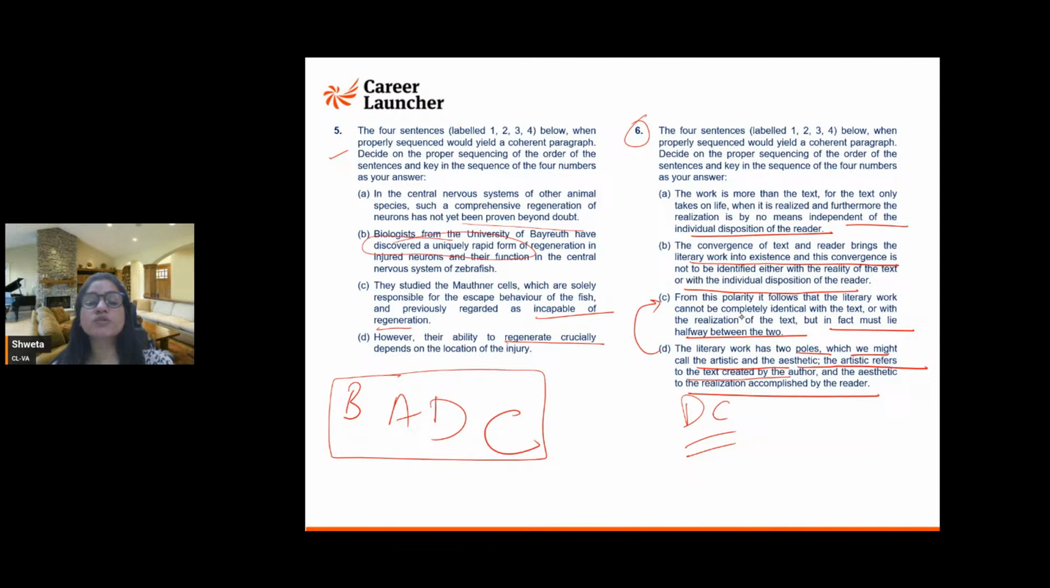And AB also seems to be a mandatory pair, right? So can D be the opening sentence? Not really. B could be the opening sentence. Convergence of text and reader brings a literary work into existence. The work is more than text, so maybe it could be AB as well. Do you think DCAB could be a good choice? Or would it be DCBA? What should follow here? Will it be DCAB or DCBA?